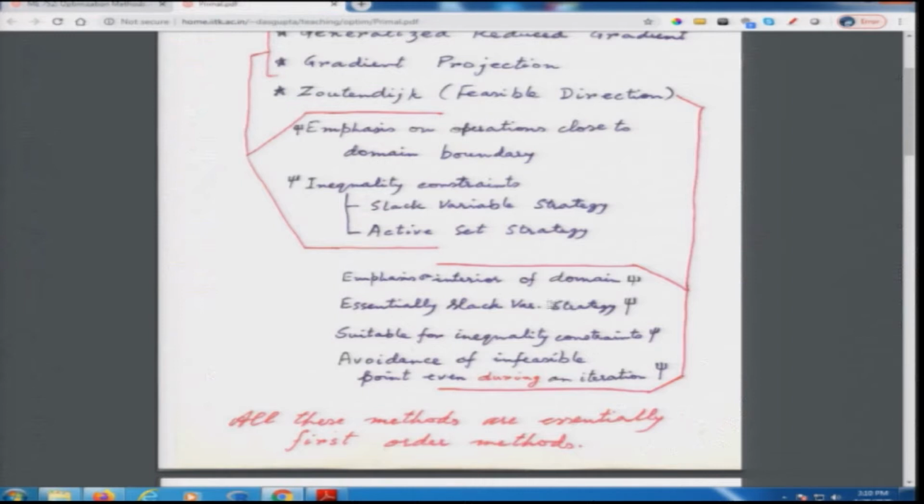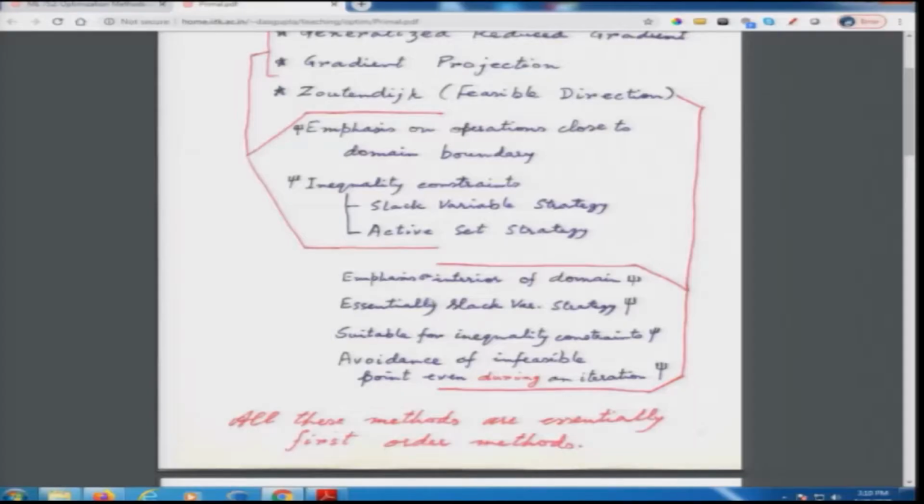And in order to do that, essentially a slack variable strategy will be used. You cannot use an active set. Okay. So, active sets are referred to in this method also, but the actual down to earth nitty gritty arithmetic operations are always done with the slack variable strategy. Okay. So, there is no active set strategy for Zoutendijk method, and this is particularly suitable for inequality constraints. Okay. Only if there are only inequality constraints, then feasible direction method is perfectly all right.